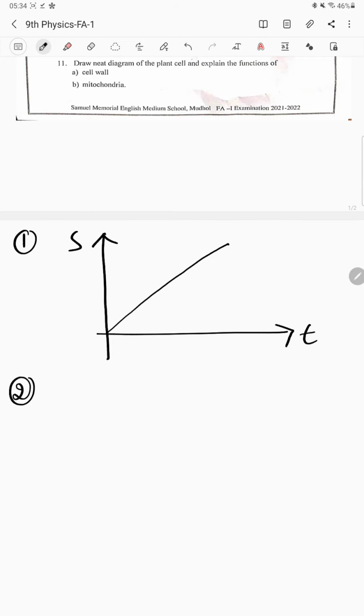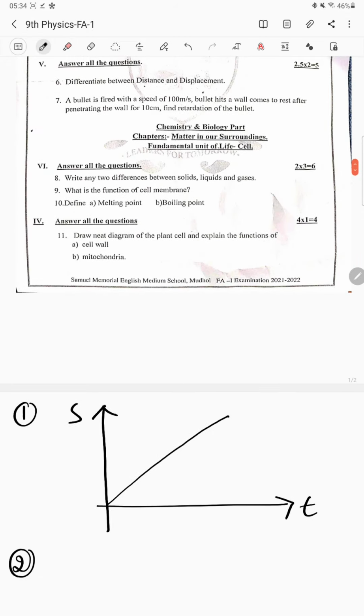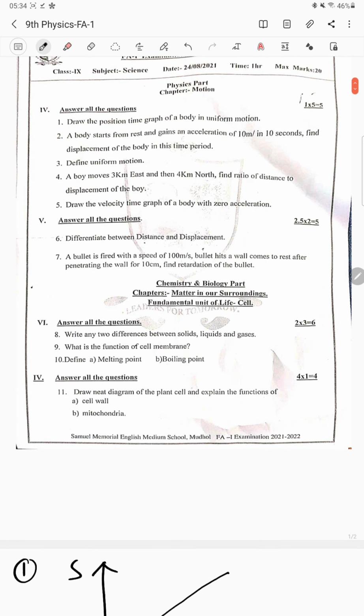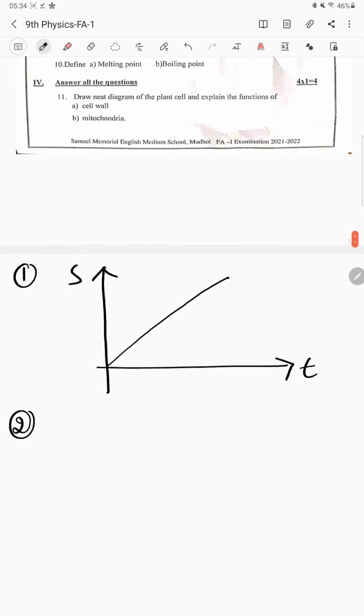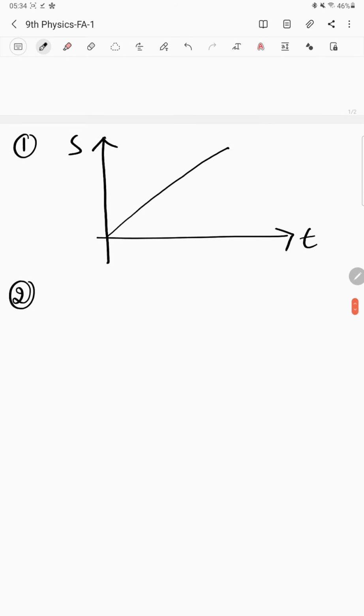Now let us look at the second question. Okay, so what is the second question? A body starts from rest, which means initial velocity 0, and gains an acceleration of 10 meter per second square in 10 seconds. Find the displacement of the body in this time period. All right, I'll write that question also because sometimes you may get confused, so that's why I'm writing the question here.